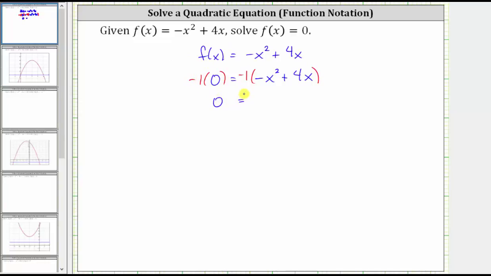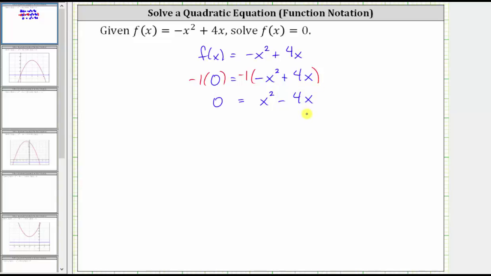On the right side, multiplying by negative 1 is going to change the sign of each term. Negative 1 times negative x squared is positive x squared. Then we have plus negative 1 times 4x, which gives us plus negative 4x, which is equivalent to minus 4x.